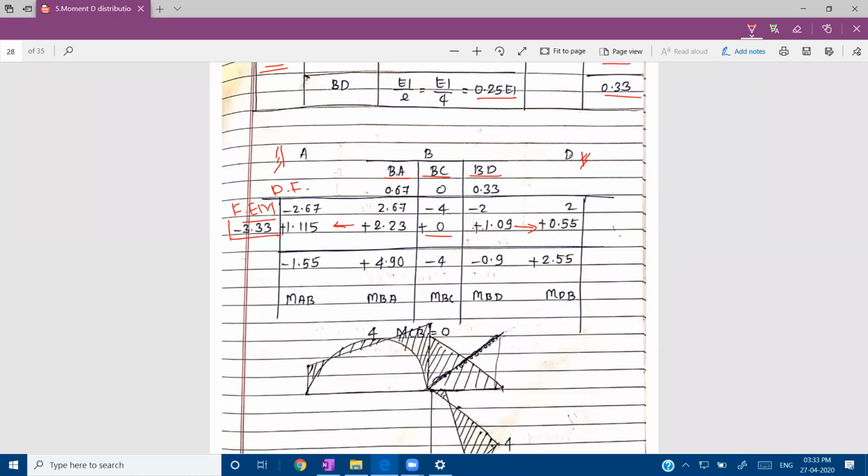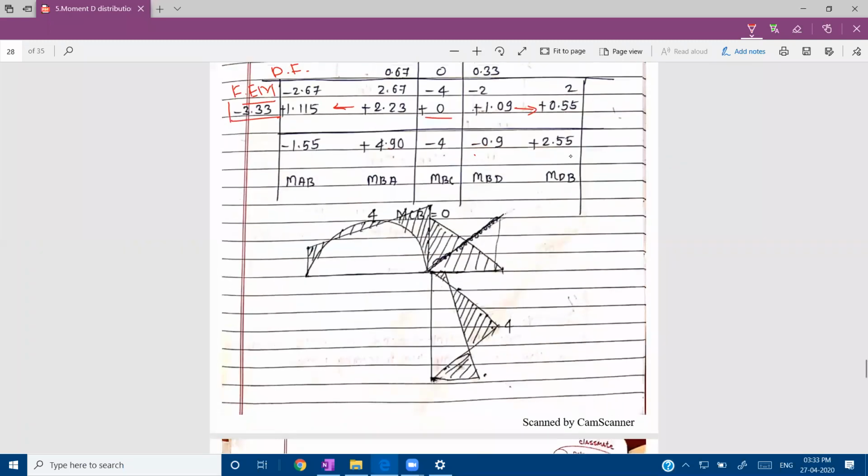As far as the BMD is concerned, for this particular portal frame, this is support A, this is B, this is C, and this is D. Just don't consider this rough part. In case of AB, A is the left support, B is the right support. In case of BC, B is the left support, C is the right support. And in case of BD, here I will draw. This is B, this is D, B is the left support, D is the right support, this is the above part, this is the below part.